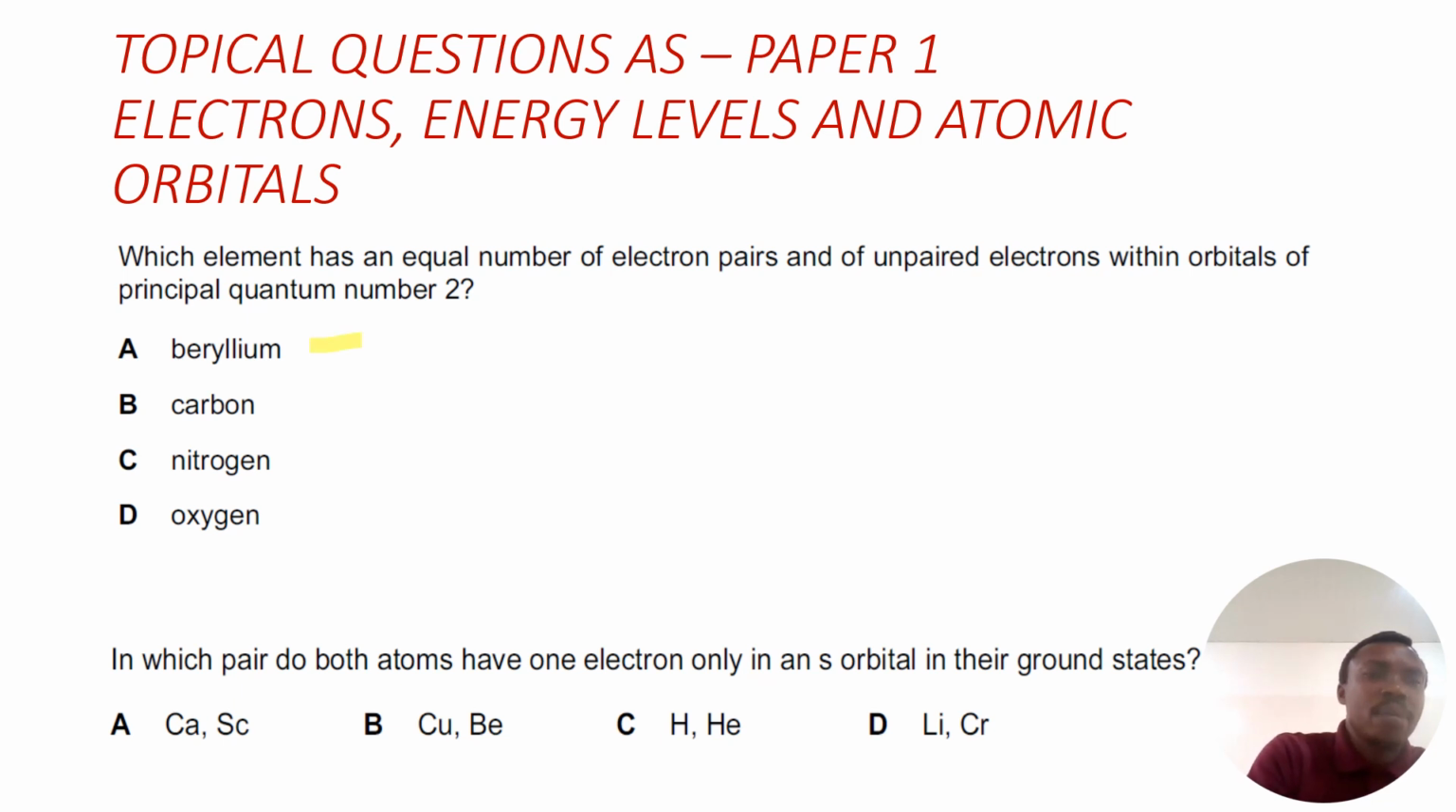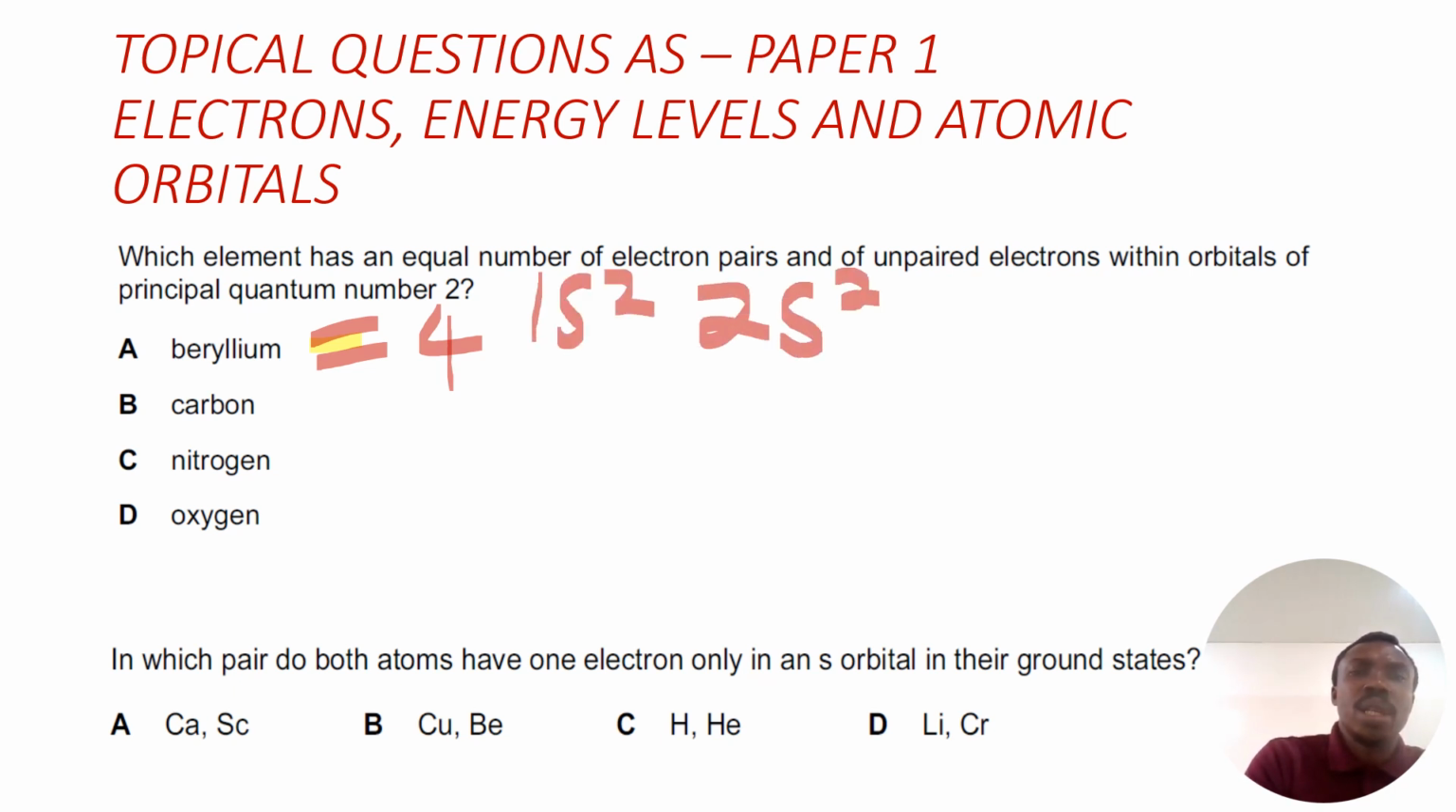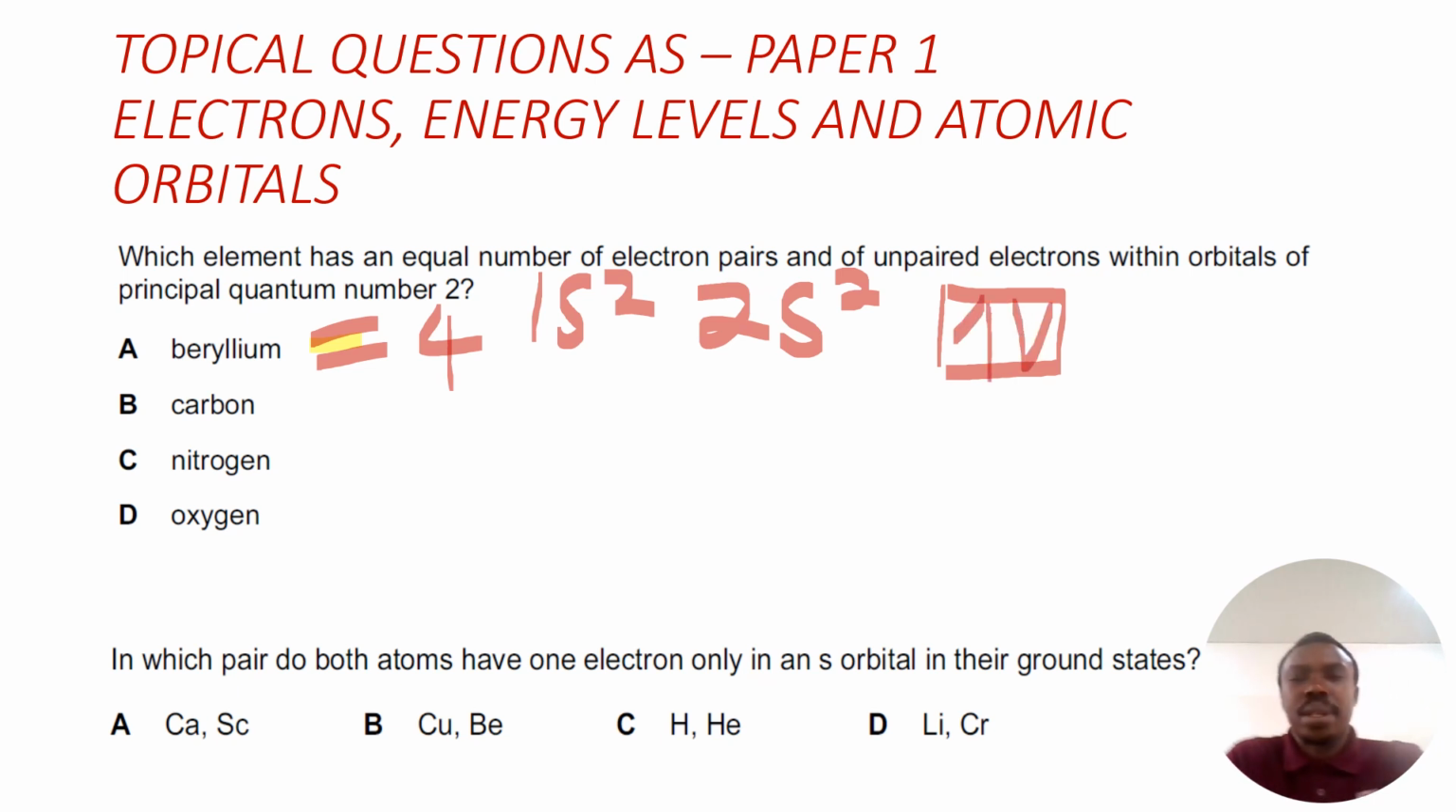So this is beryllium, which is the first one. This is beryllium, atomic number 4. It is 1s2, 2s2. So within the principal quantum number 2, we have 2 electrons on the s subshell. So if you arrange the electrons in an orbital, it has 2 electrons on the s subshell, 2 paired electrons, and there is no unpaired electron. So the answer is not A. A is the wrong answer.